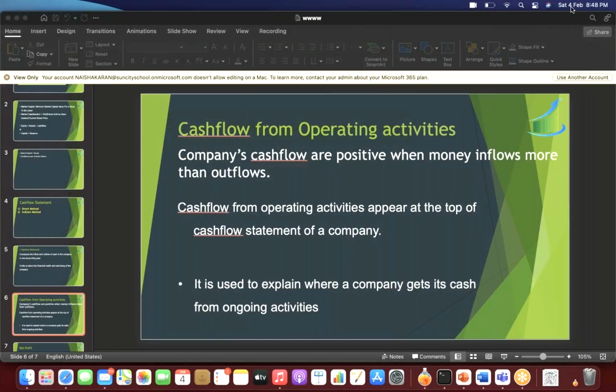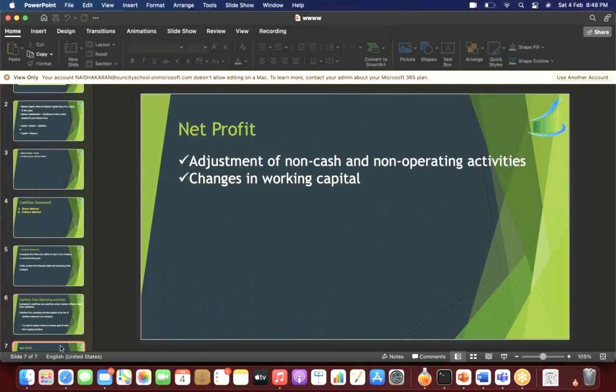Okay. Now, the first thing, as I said, cash flow statement is divided into three. The first thing is cash flow from operating activity. We start the cash flow statement from cash flow from operating activity. That is, whether we are receiving more cash than paying cash due to our business activities. So the first thing we write is net profit, because we are calculating it from the indirect method. The first thing in the indirect method is net profit.